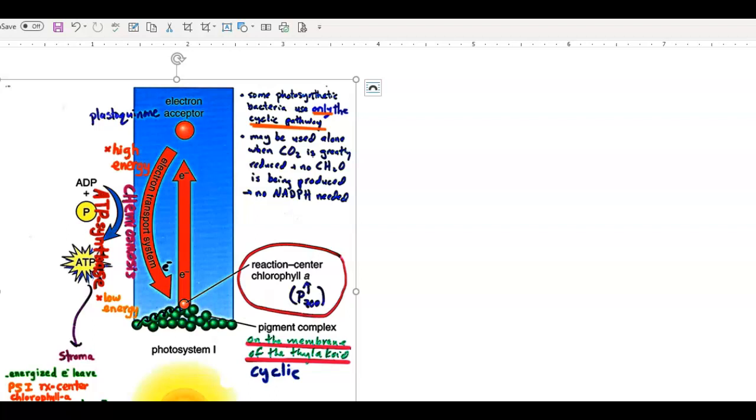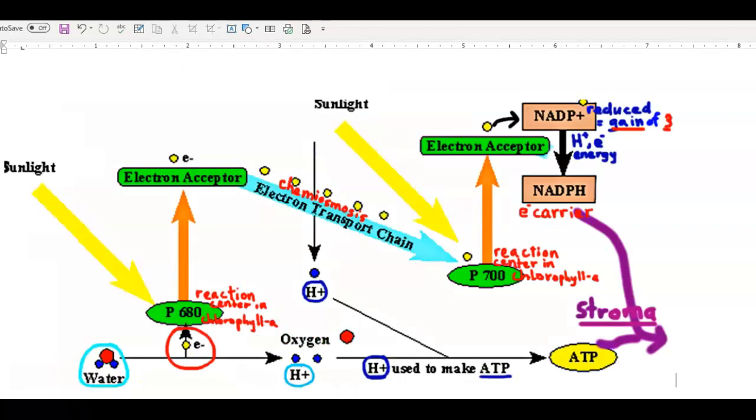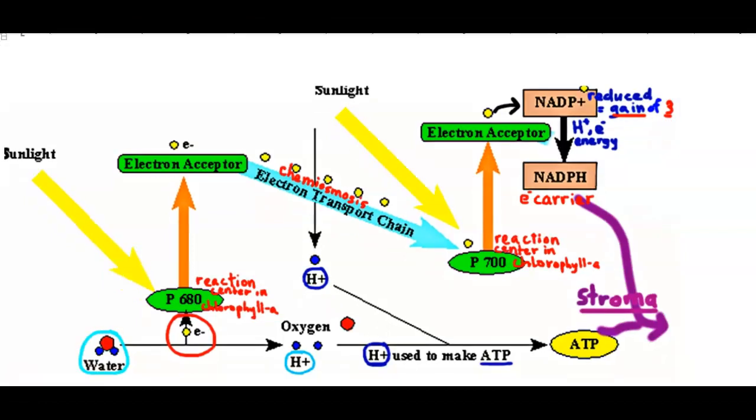Alright, let's go review the non-cyclic. Let's use a different picture than the one we used last time. So, let's start over here with water. Is water going to get oxidized, or is it going to get reduced? It's going to get oxidized. When it gets oxidized, what is it going to release?